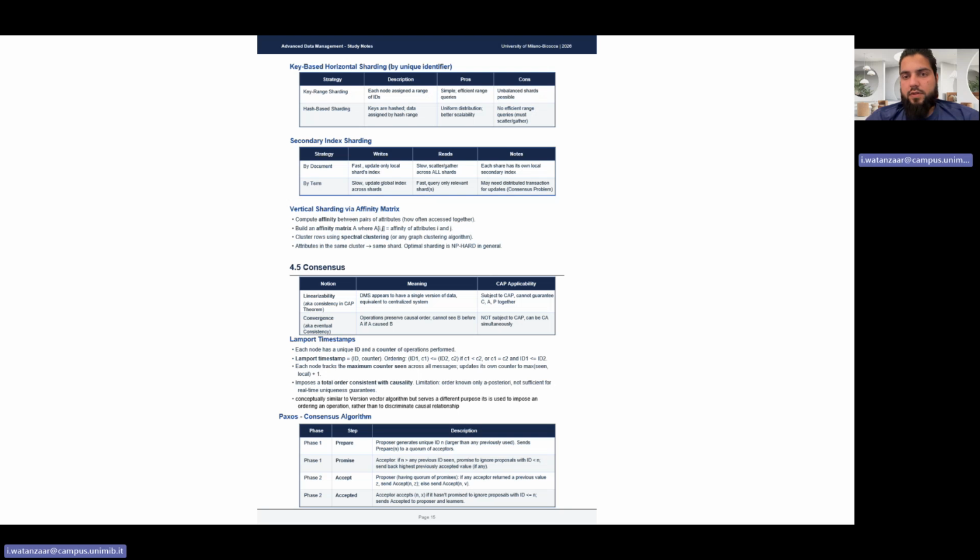So it is worthwhile to re-examine our notions of consistency in the CAP theorem. In the CAP theorem, we discussed availability and consistency. So we actually saw two definitions. One of them is linearizability. Linearizability is the consistency in the CAP theorem. It means the data management system appears to have a single version of the data, equivalent to a centralized system. But the CAP theorem cannot guarantee all of them together.